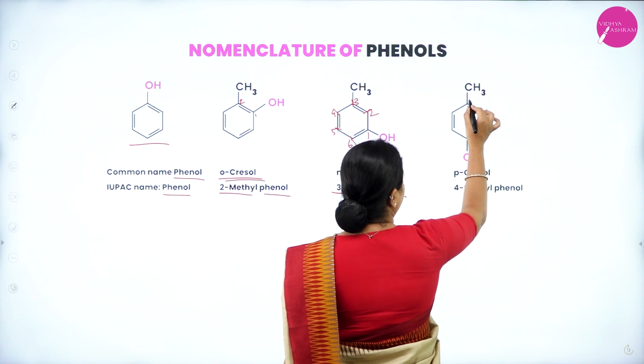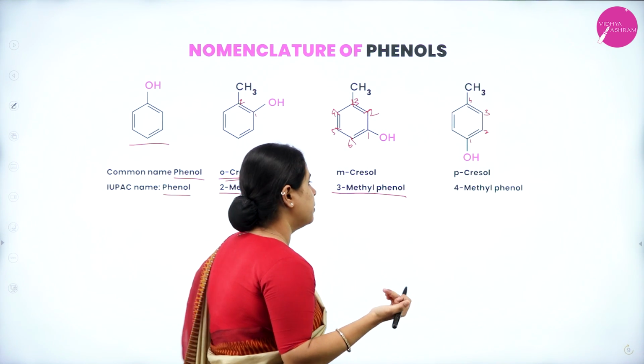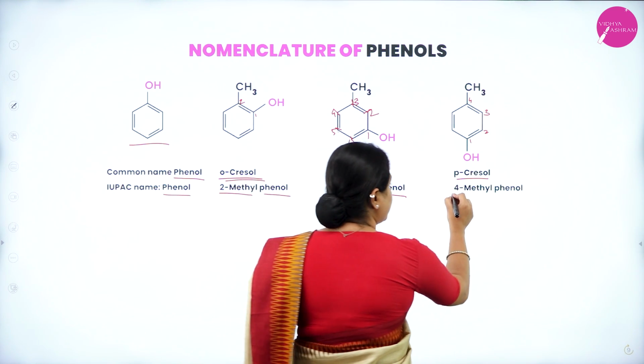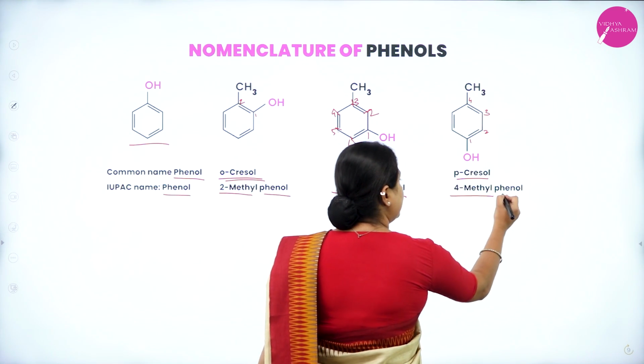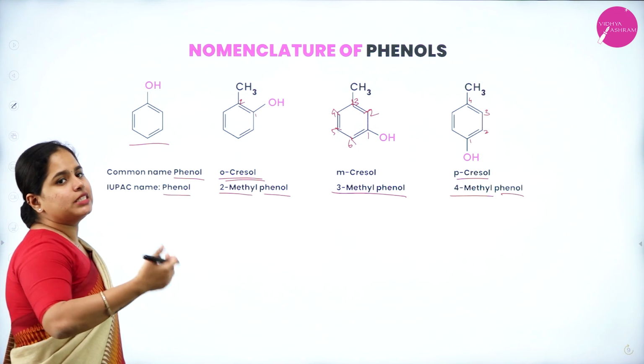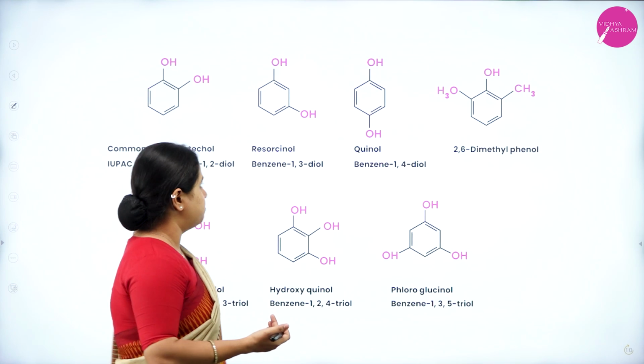1, 2, 3, 4. From either side it will be 4 itself, right? So, this is paracresol, opposite to each other, right? So, it is paracresol, or else in IUPAC it is 4-methyl phenol. Clear? So, this is simple to name. So, ortho, meta, para can be used in the common system, right?